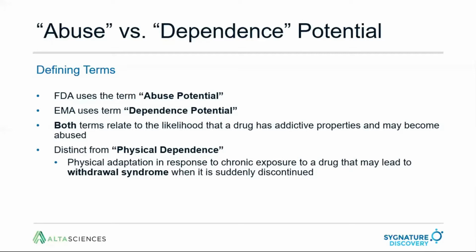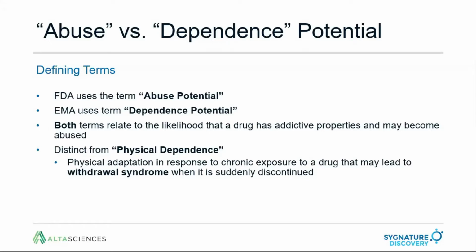First, let's discuss the varying terms that are used in this field. The FDA uses the term abuse potential, whereas the EMA uses the term dependence potential. Despite the different nomenclature, both terms relate to the likelihood that a drug has addictive properties and may become abused. This is in contrast to the term physical dependence, which is a distinct term referring to the physical adaptation that occurs during chronic drug exposure. This may lead to withdrawal syndrome when a drug is suddenly discontinued.